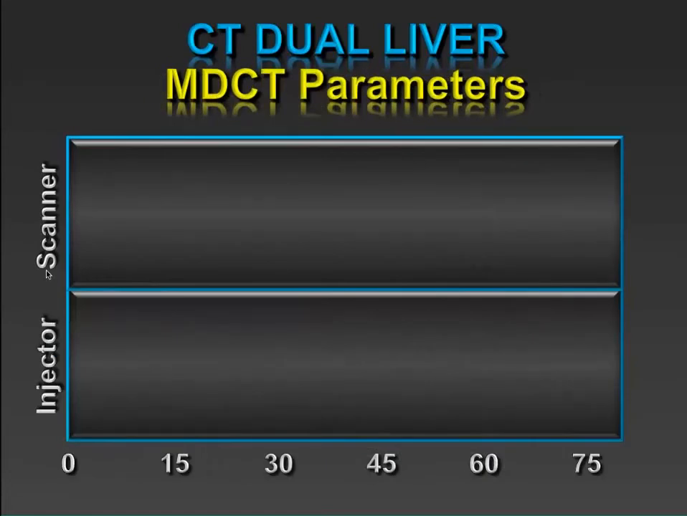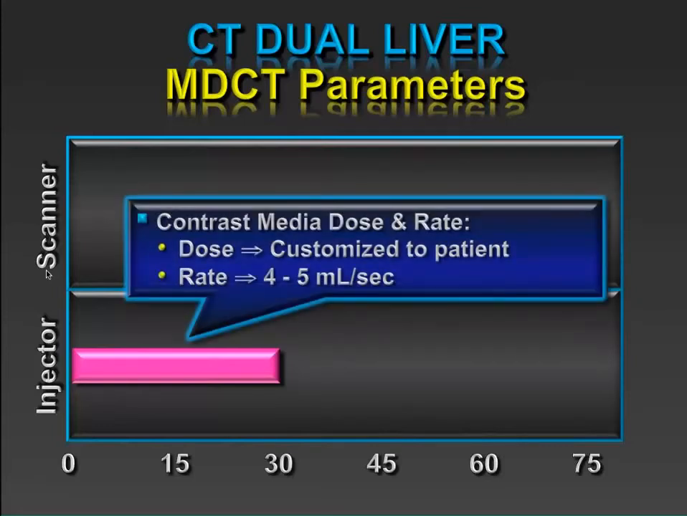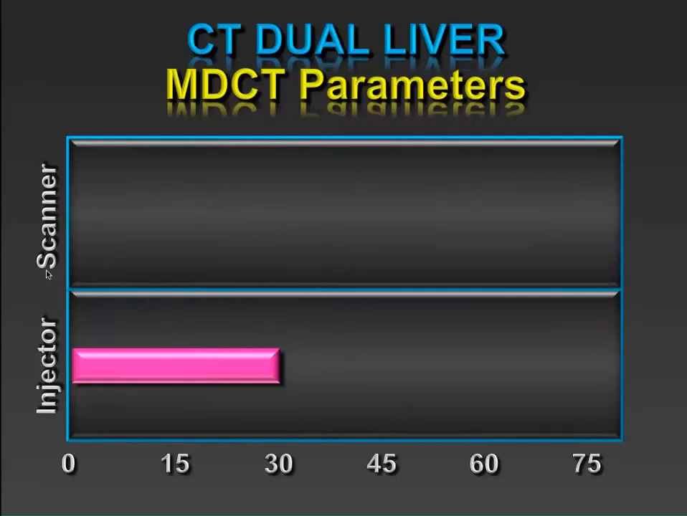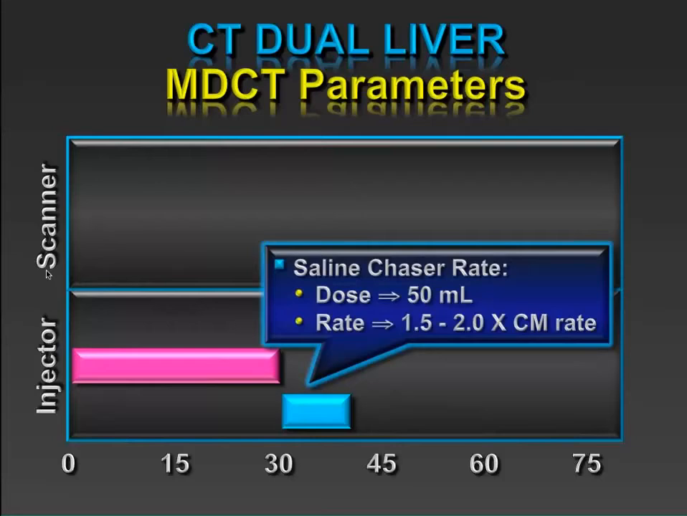The protocol goes like that. We start with an injection, typically at a little higher rate, on the order of 4 to 5 mL per second. Again, the dose is customized, as we talked about earlier. And then for arterially enhanced studies, we follow with a saline chaser, which is typically about 50 mL. It takes about that much volume to flush out the veins in the arm.